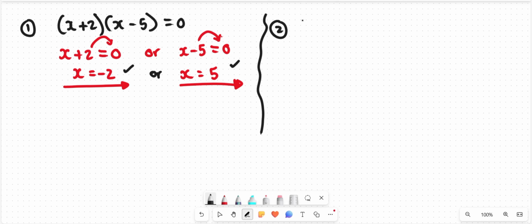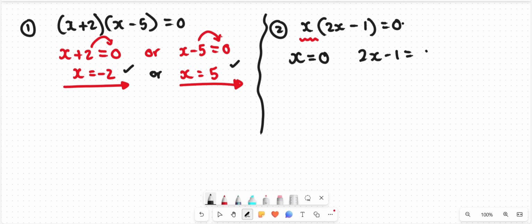So example 2 looks like this. What if we have an x that is multiplying a 2x minus 1, and this is also equal to 0? This is still the same rule. I could just take the first one, the x, as my a, and so x is equal to 0, or the 2x minus 1 and make that equal to 0.